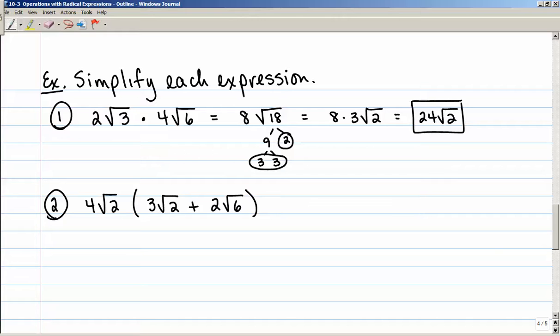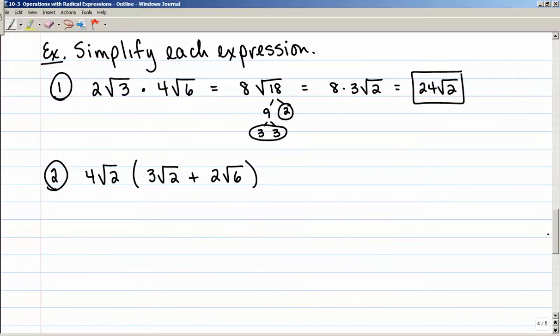Example number 2, I have 4 square root of 2 times the quantity 3 square root of 2 plus 2 square root of 6. In this case, I want to use the distributive property. So 4 square root of 2 times 3 square root of 2 is going to give me 4 times 3, which is 12. And square root of 2 times square root of 2 is 2.